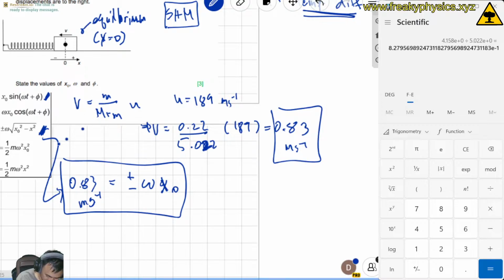So let's put this here now. x0 is equal to 9.4 cm. Okay, so all we have to do now is change this.